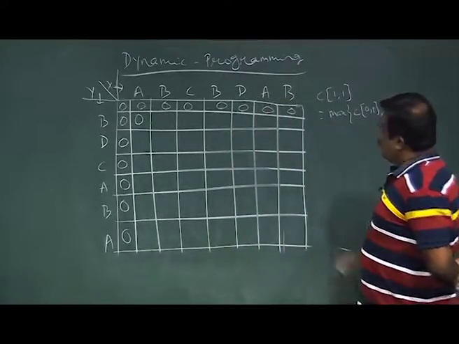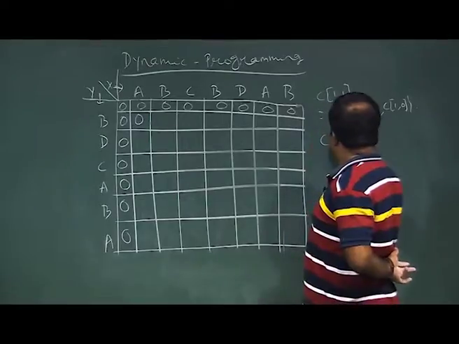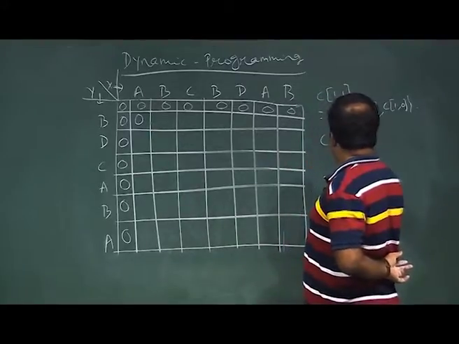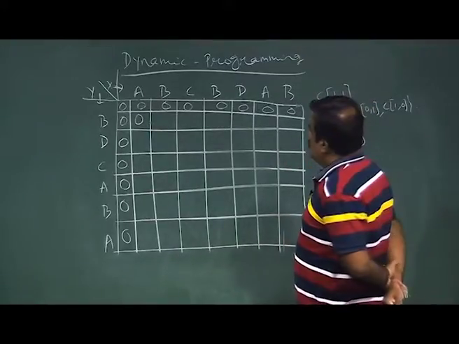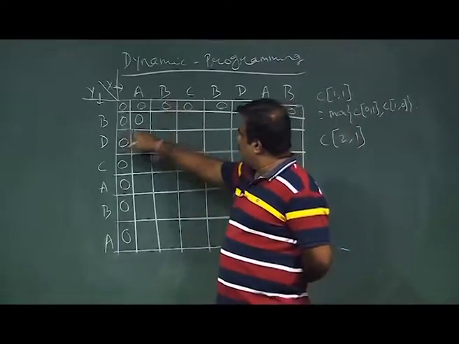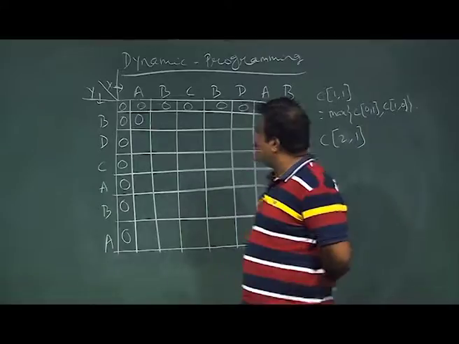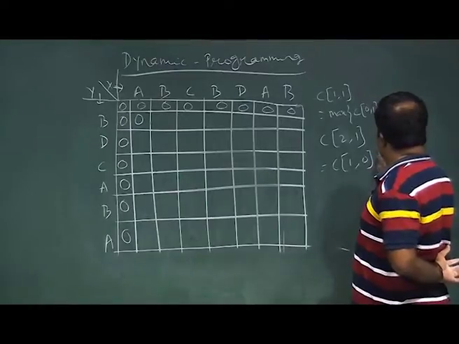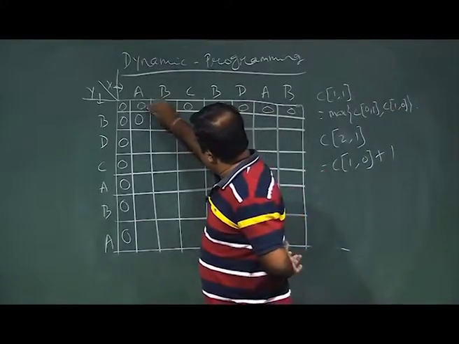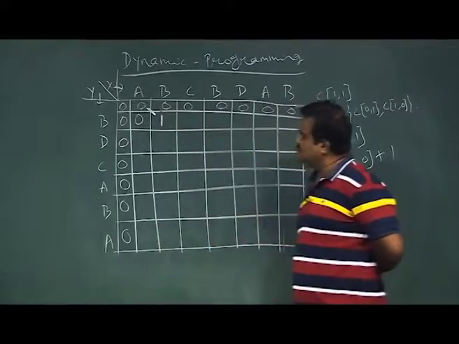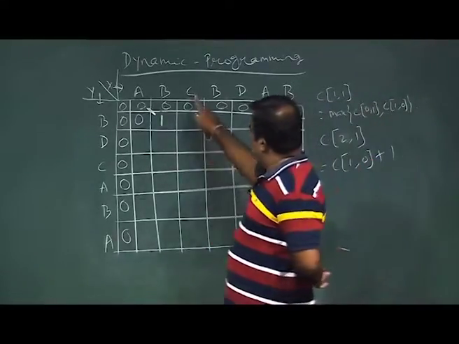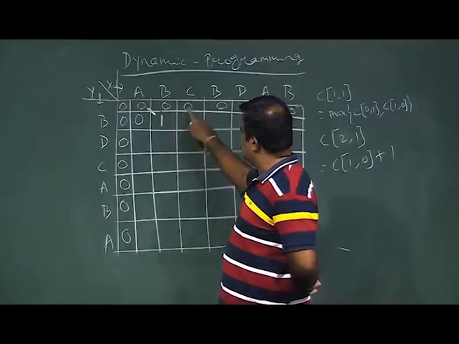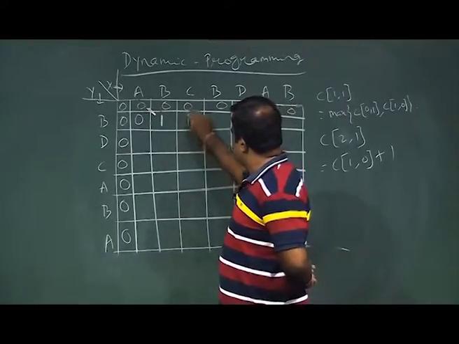Okay. Now, this is C21. x2 is B, y1 is B, so they are same. They are same means the formula is C10 plus 1. So, this plus 1. So, this will be 1 like this. Okay. Similarly, we take these two, they are not same. If these two are not same, then this will be the maximum of these two. So, maximum of these two is 1.